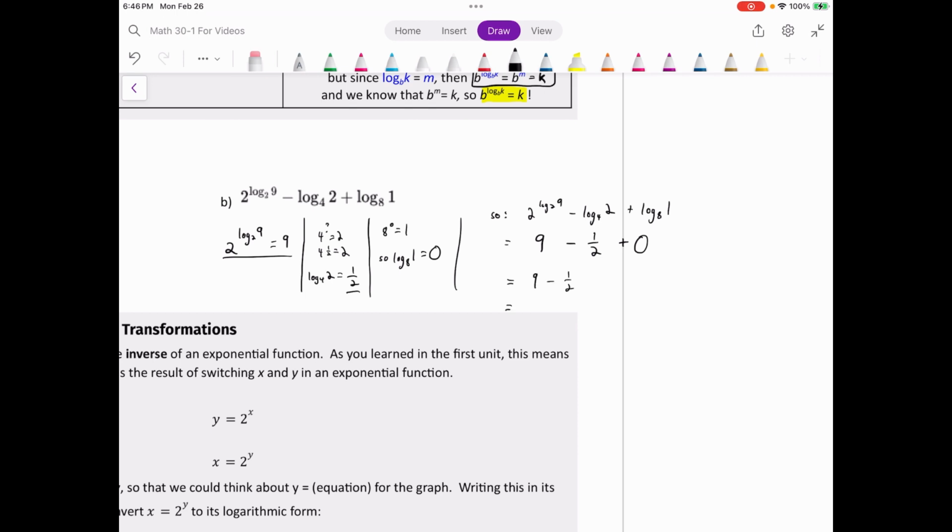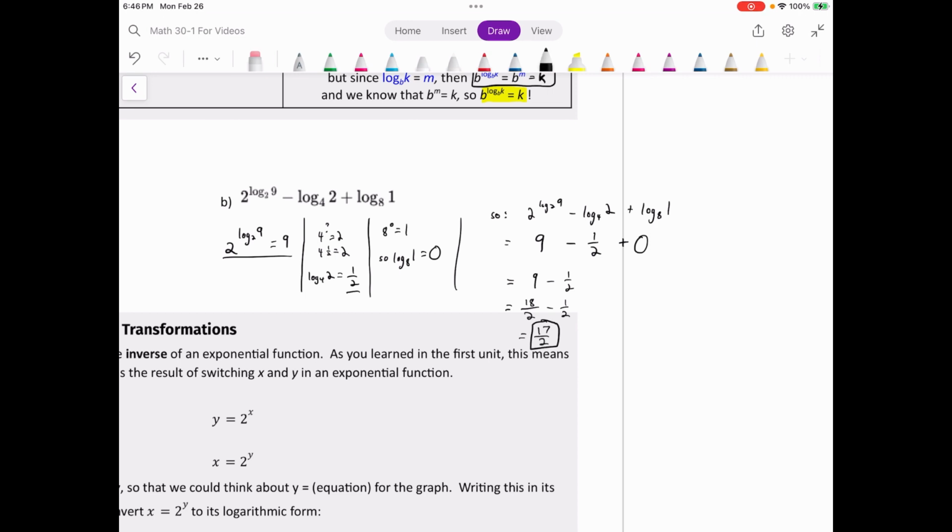Getting a common denominator, multiply 9 by 2 over 2 so that it's a fraction over 2, right? 18 over 2 is the same as 9, minus 1 over 2. This just equals 17 over 2, or 8.5 if you like, but I think a fraction is better anyway. So that thing just simplified to 17 over 2, just by using what a log is really saying.